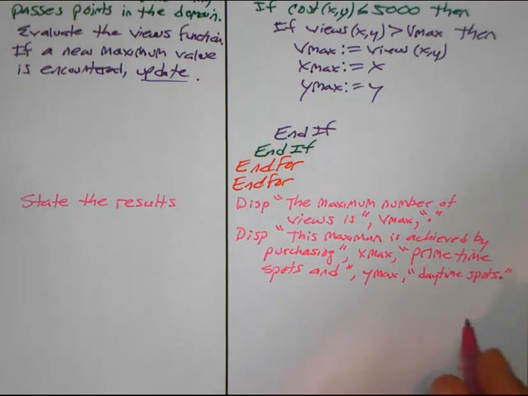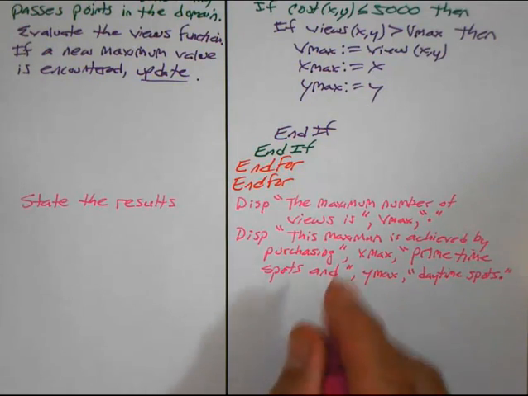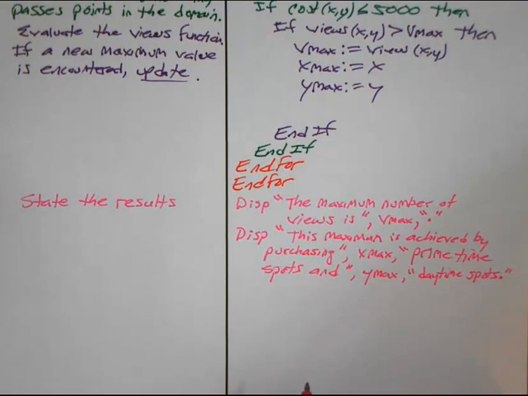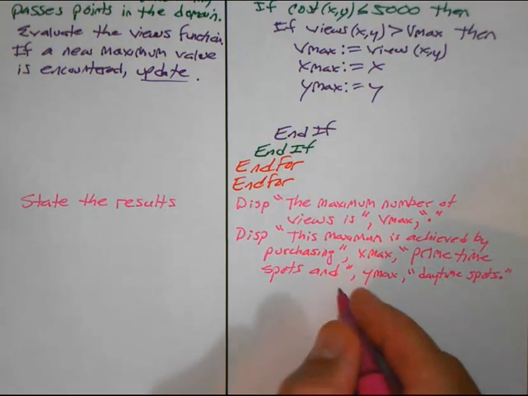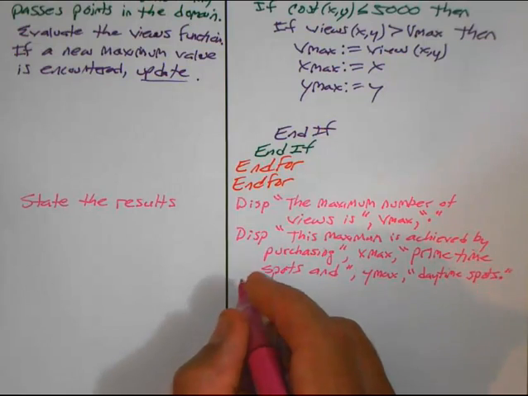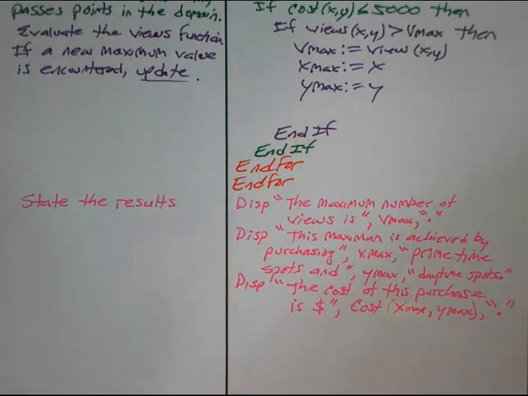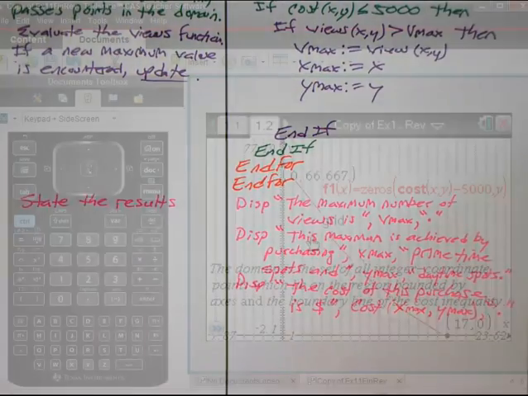Something else that we might just kind of throw in here as an extra result, it's easy to get. How much did this cost? How much of the budget did we use to purchase these ads? Maybe that's interesting too. So a third display sentence. Okay, so finally, the cost of this purchase is cost of Xmax, Ymax, reported there, with the dollar symbol right here, part of the text. Okay, ready to go to the Nspire and keyboard this in.